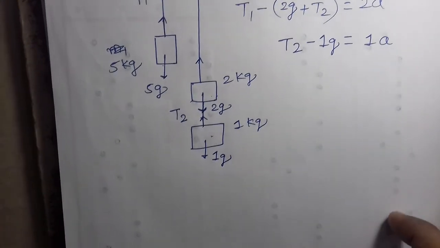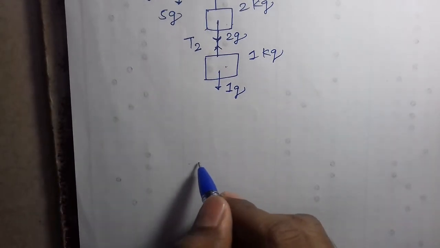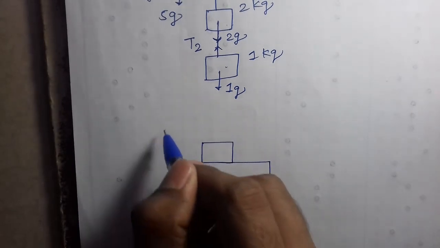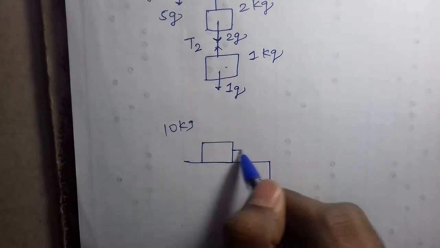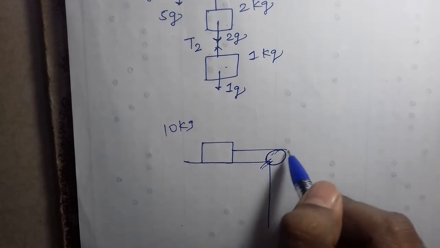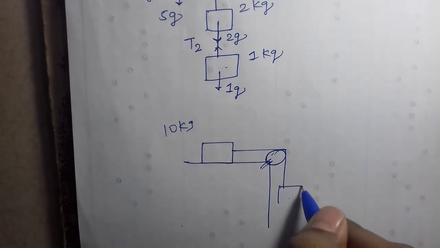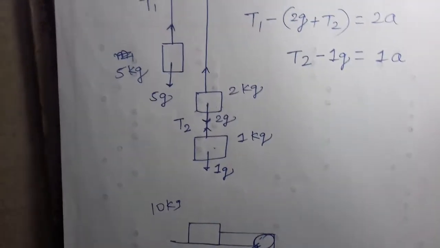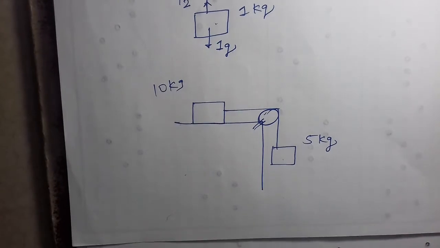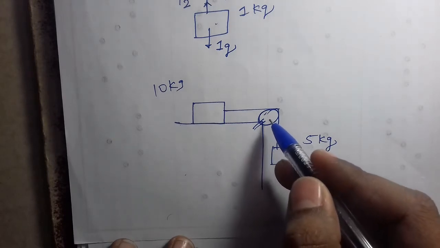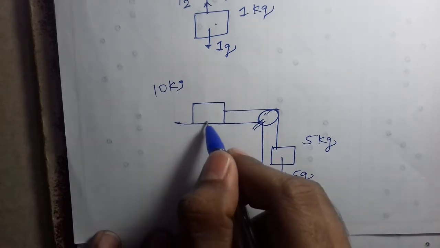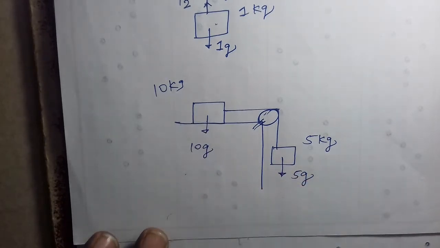Then if system of masses is like this, if 10 kg is over here, pulley is like this, and 5 kilogram mass is hanging there. Then first we have to list all the forces. Pulley and string both are massless. On this one force is in downward direction 5G, on this one downward direction 10G. First mass. Second one is what?